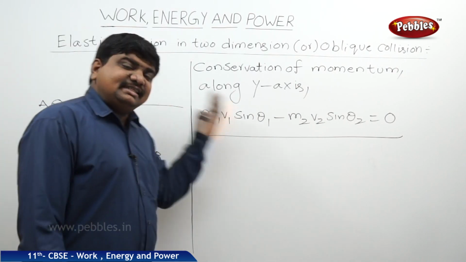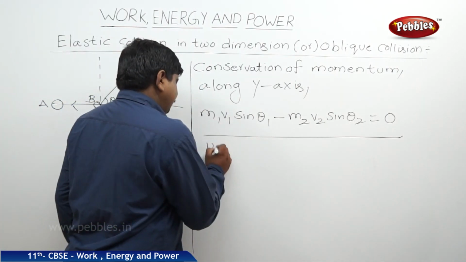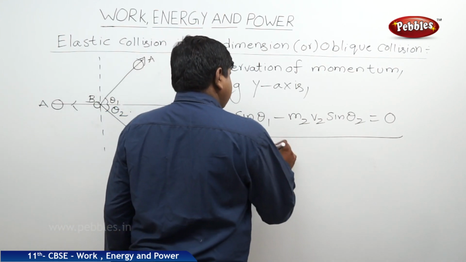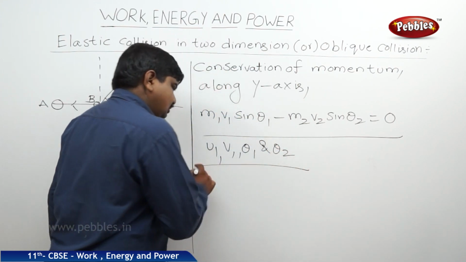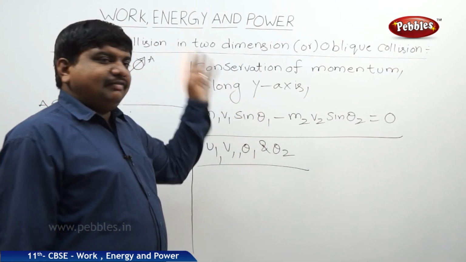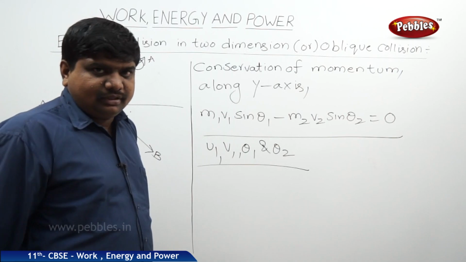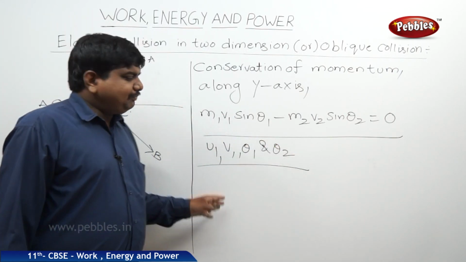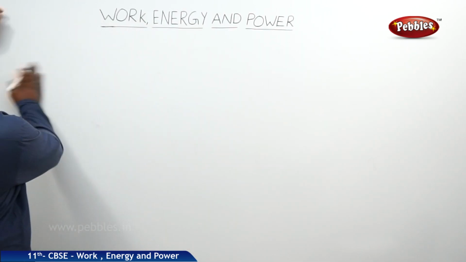If we solve the previous equation, we will get u1, v1, theta 1 and theta 2. To get all these four, we should solve this equation and the previous equation. Now we will see some special cases to solve for these values in this collision. So what are the cases we will see?